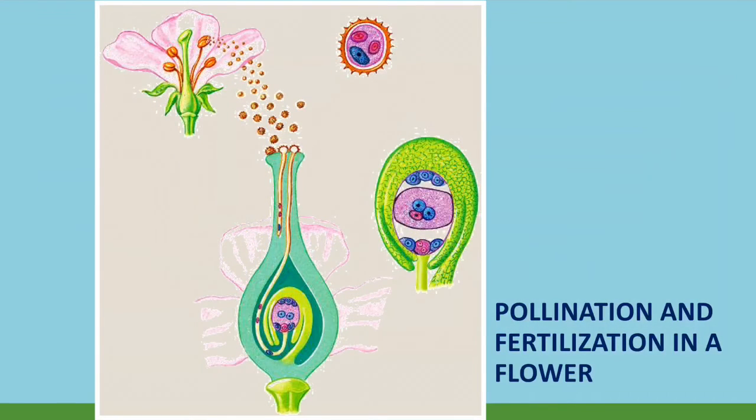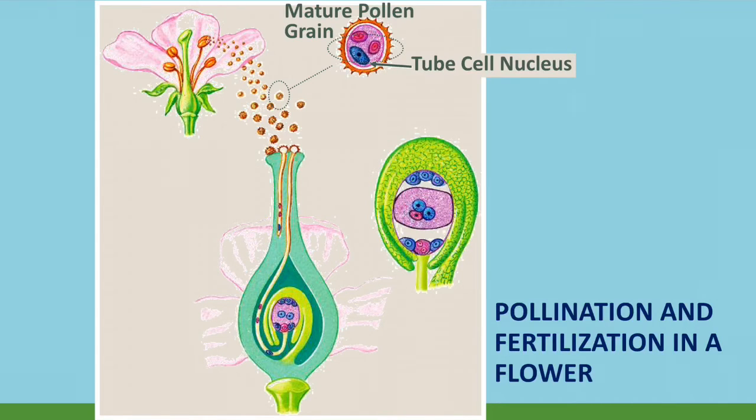So on this slide, we will see the pollination and fertilization in a flower. First off, we have mature pollen grains coming from the male part of the flower. This right here is going to be the inside of what a pollen looks like. Your pollen is going to contain two different parts of a cell. You have sperm cells, and you also have what's called a tube cell nucleus.